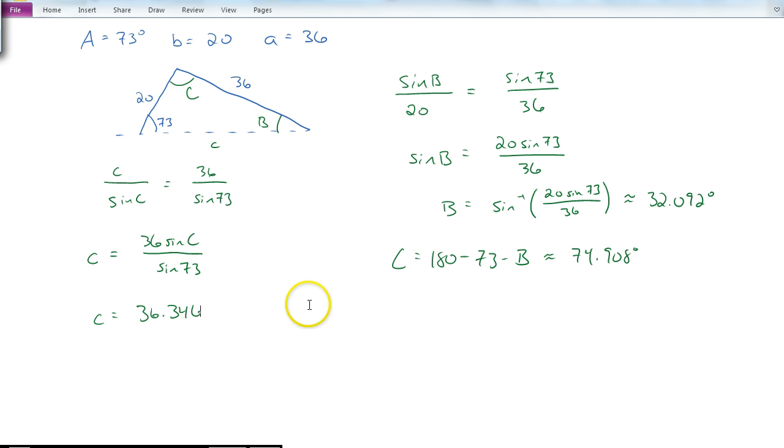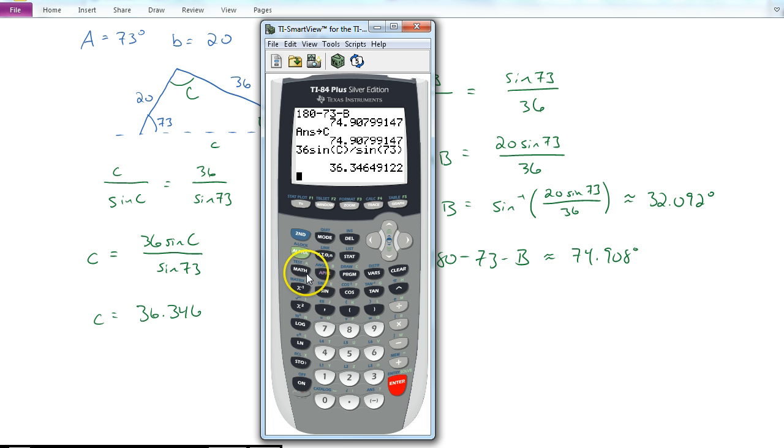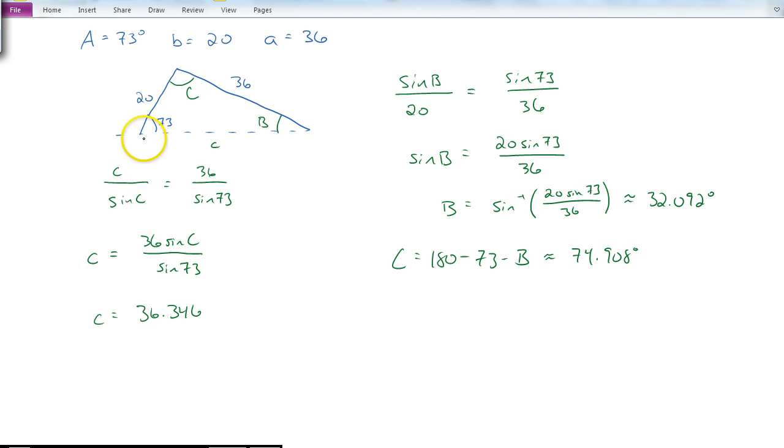Now, does that number make sense? Should it be longer than 36? Do we like that length, 36.346? I sure do. Definitely want it to be longer than 36 because this 20 at a steep angle there isn't giving me much horizontal length here, but it's giving me enough, 0.346. Okay, so I've got the three missing parts. I've got angle B, angle C, and side C right there.